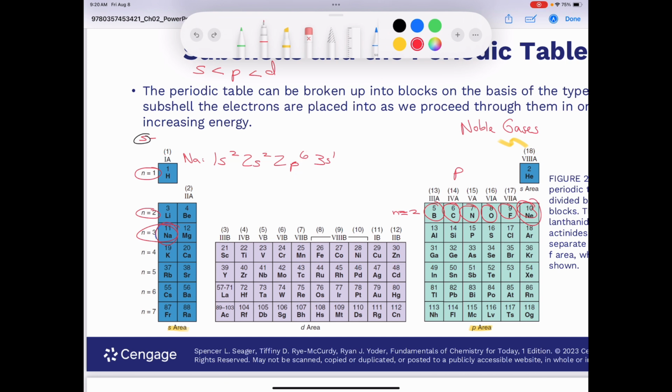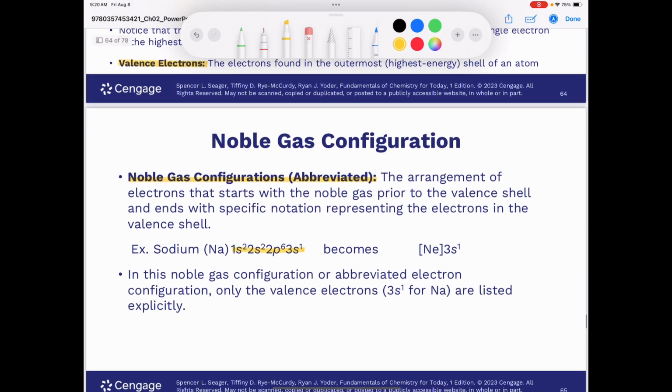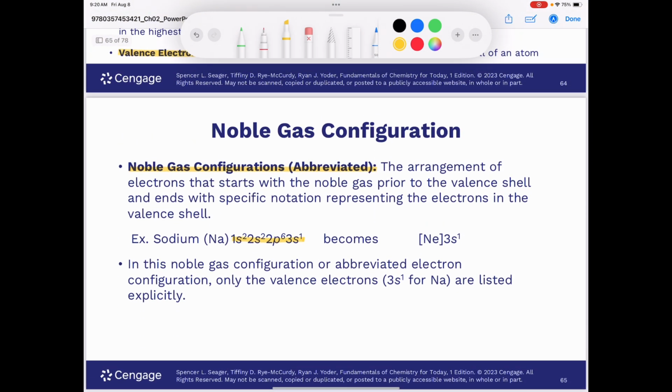And so the shorthand is going to look like this. We'll just put sodium is actually neon, in square brackets like this, and then we'll just write 3s1. So this part takes care of all of this, and then we just have to put our valence electrons. And there you go. That's how you write an abbreviated, or the shorthand, or the noble gas electron configuration. And so we can save some energy there.